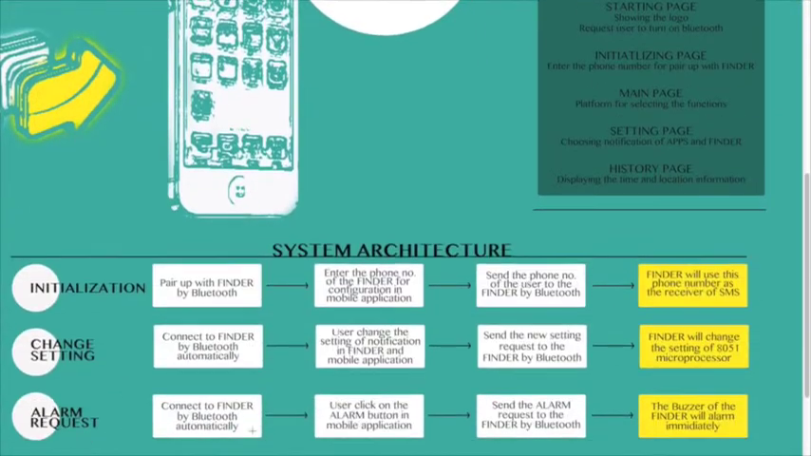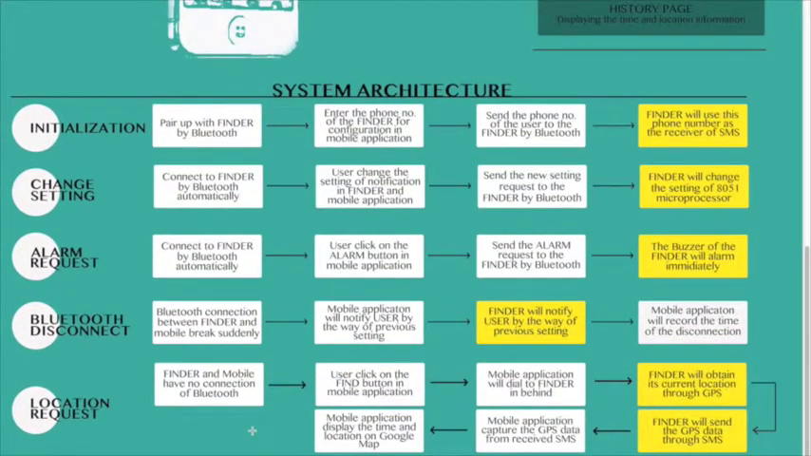Let me conclude the system architecture. The below white box means the mobile application, and the yellow box means the Finder. For the initialization stage, the mobile app first needs to pair with the Finder by Bluetooth, and then the mobile app asks the user to enter the phone number of the Finder, so that the mobile app would know who to contact later. And also, the mobile app will send the user's phone number to the Finder by Bluetooth. When the Finder receives this phone number, it will use it as the receiver of the SMS later.